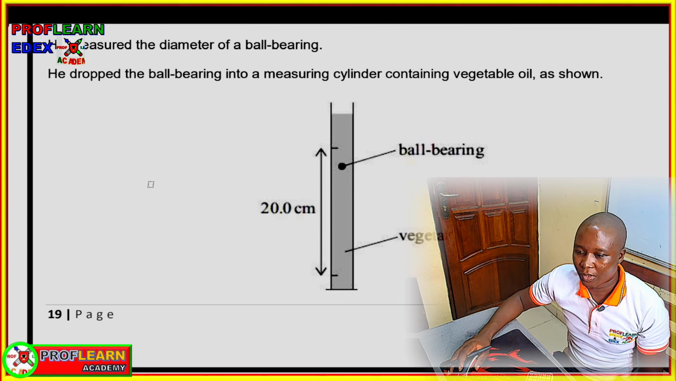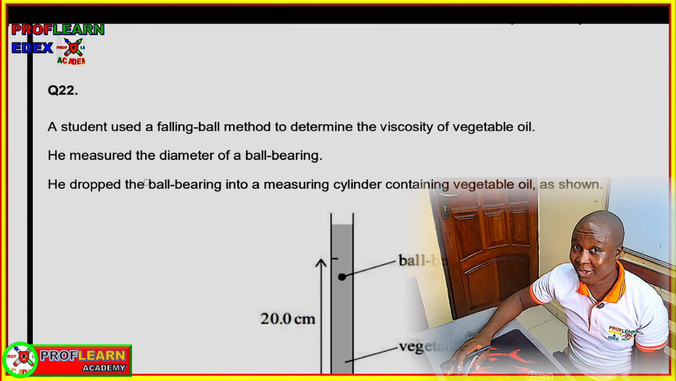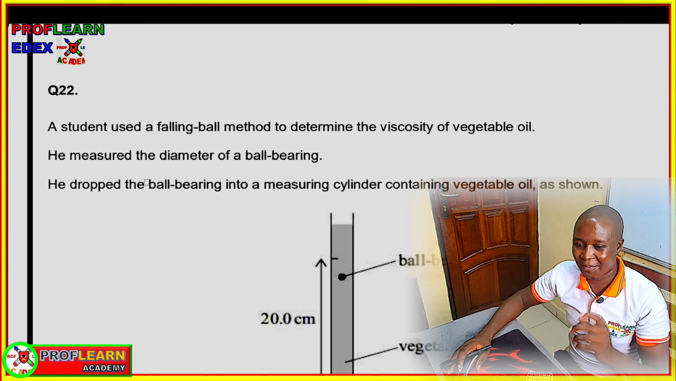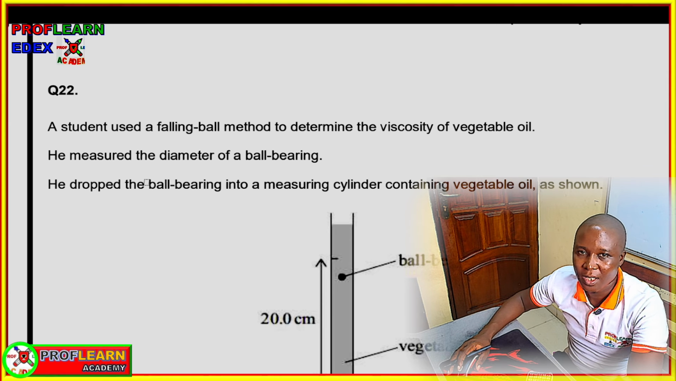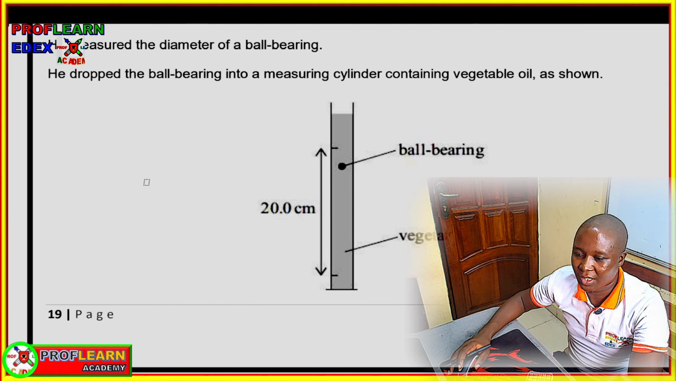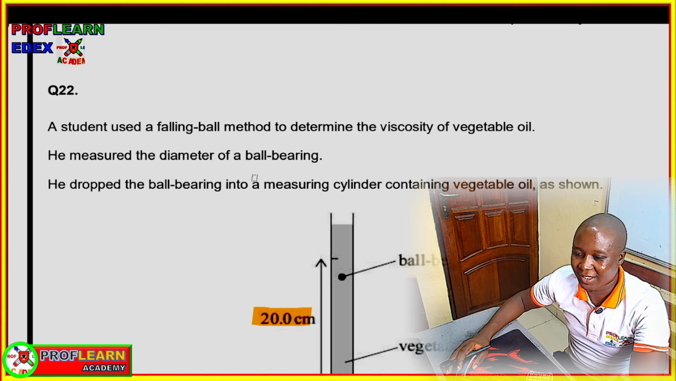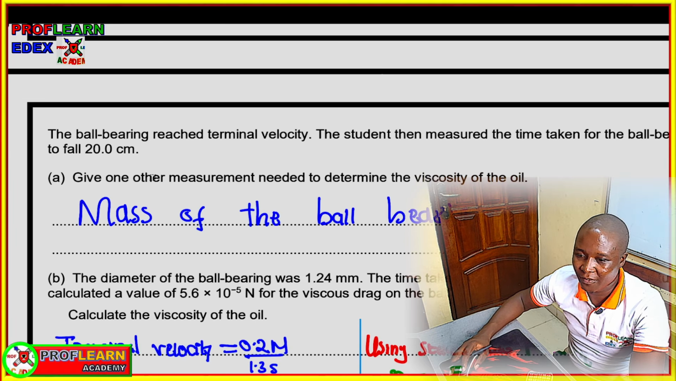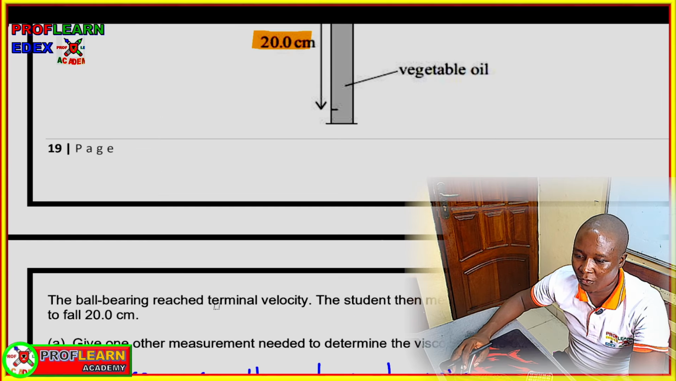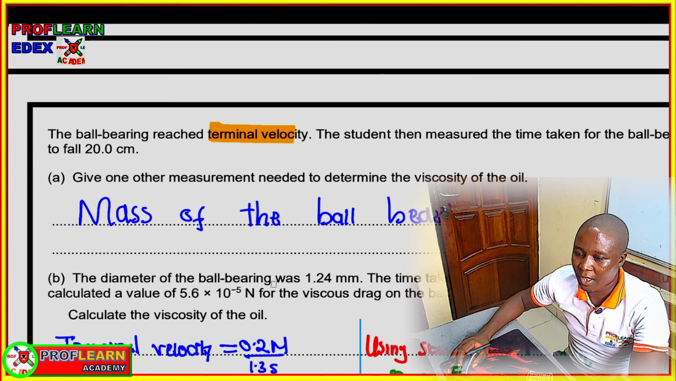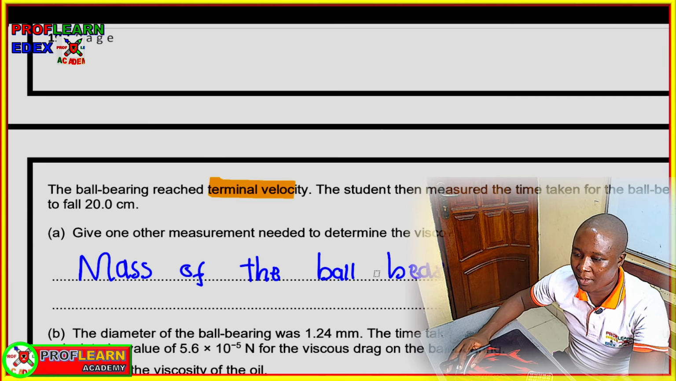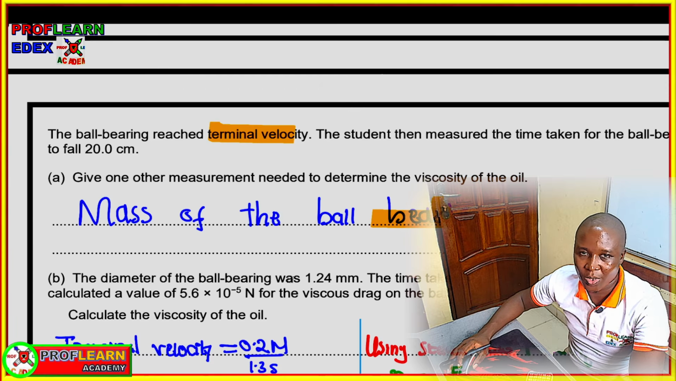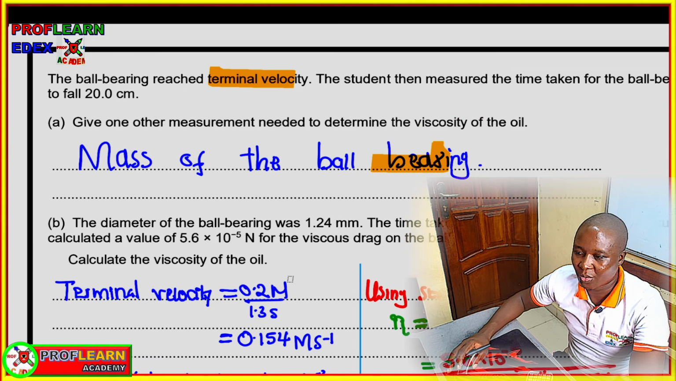And then we still have a question to do with Stokes, and I think this has appeared most frequently, and the reason is that most students really struggle with this area. I believe by the time you have finished this paper, you will be in a position to answer most questions. Give one measurement in the process of finding terminal velocity. You need to find the mass of the ball bearing, and that mass is going to enable you to work out the weight.